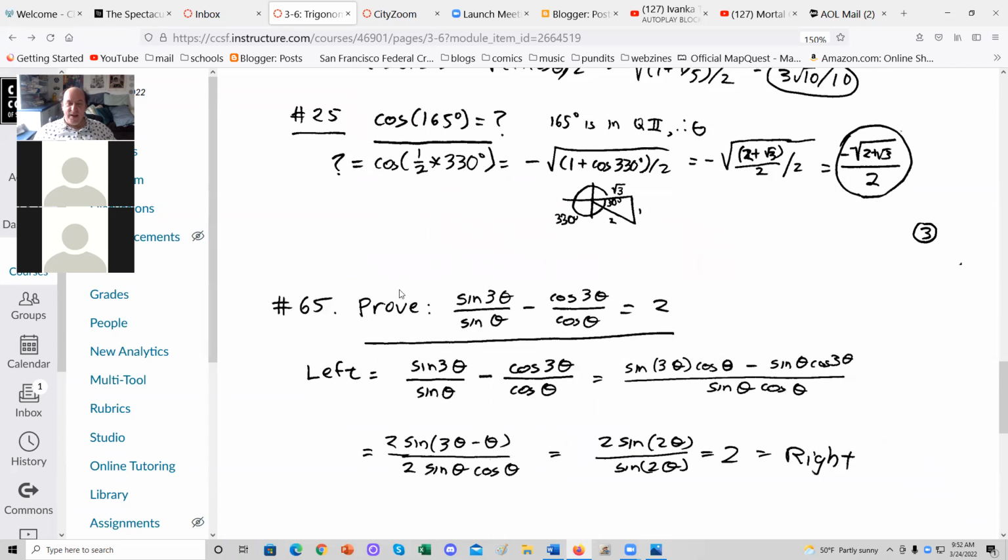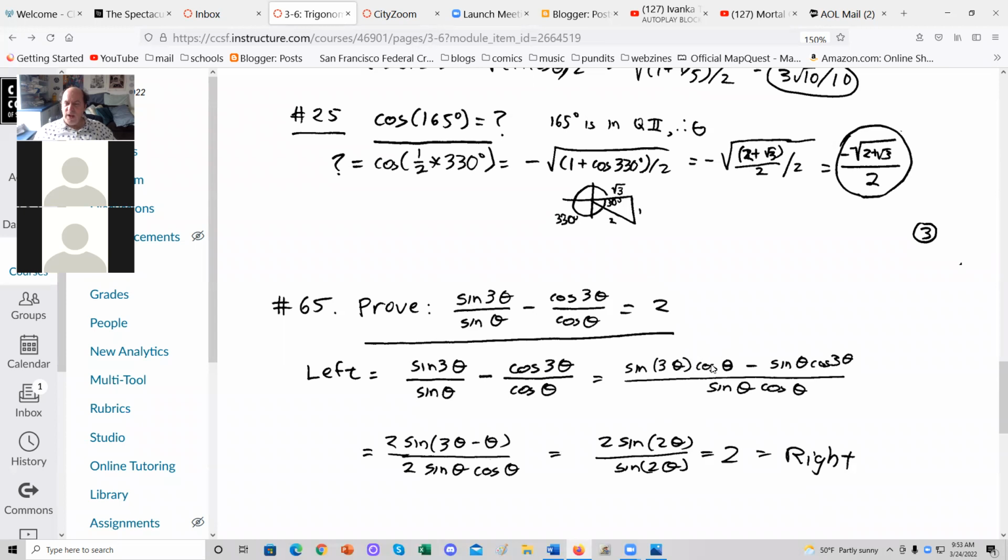Now here we have really an angle addition problem. Prove sine 3 theta over sine theta minus cos 3 theta over cos theta equals 2. All right, we start with the left side, sine 3 theta over sine theta minus cos 3 theta over cos theta. We do what I call rabbit rule. Sine 3 theta cos theta minus cos 3 theta sine theta, over sine theta cos theta.